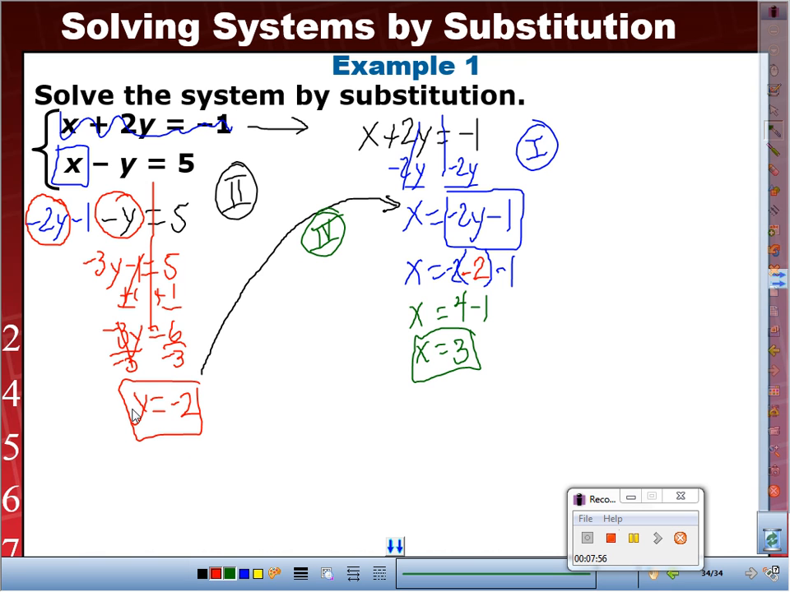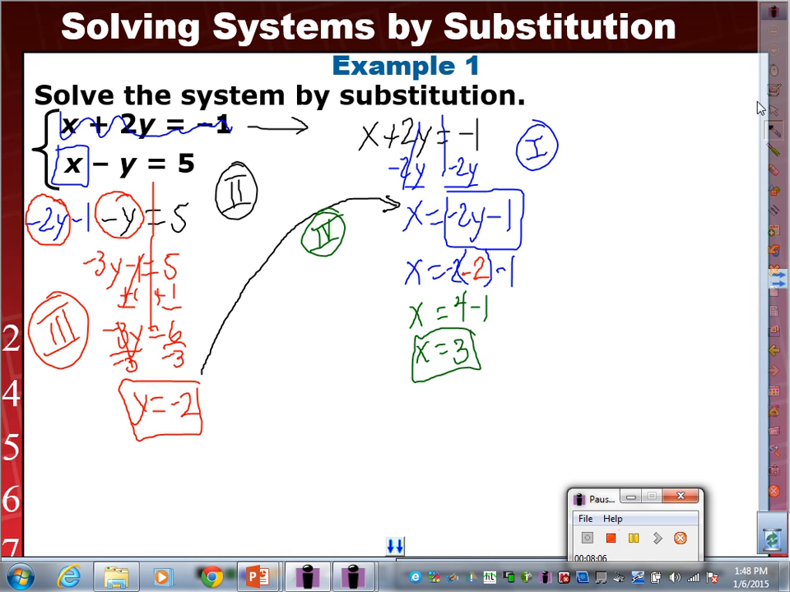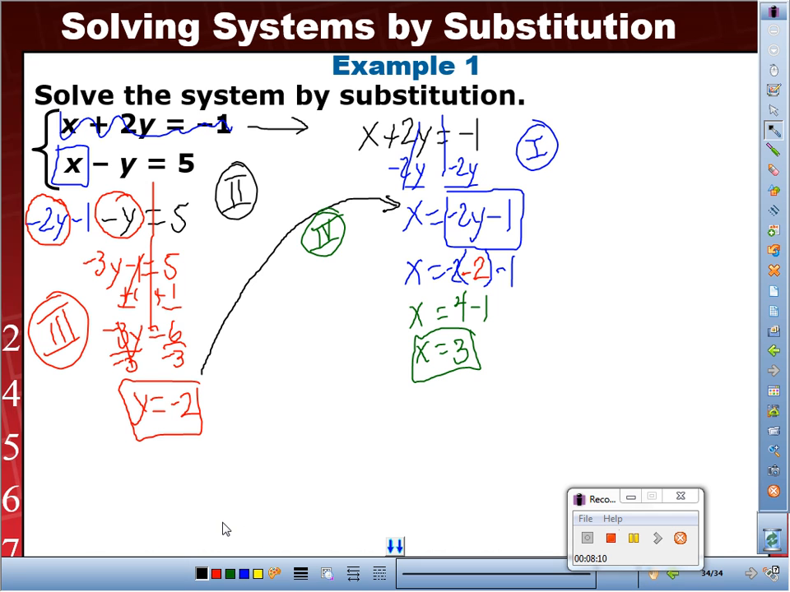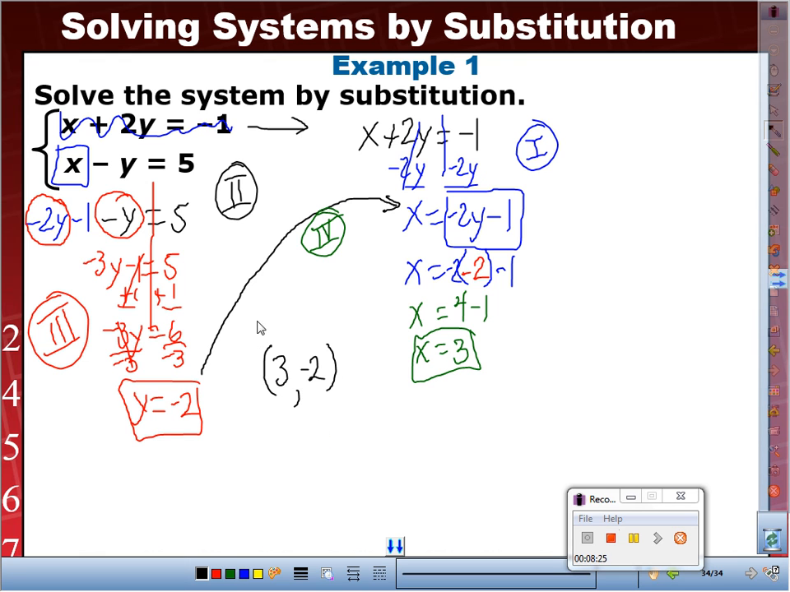Step 3 was over here. Oh, sorry. Step 3 was here when we solved for the variable. And the last step. Oh, by the way, copy that, please. Write as a coordinate and check. So, if I write a coordinate using these two values, what would be my coordinate? 3, negative 2. That is correct.